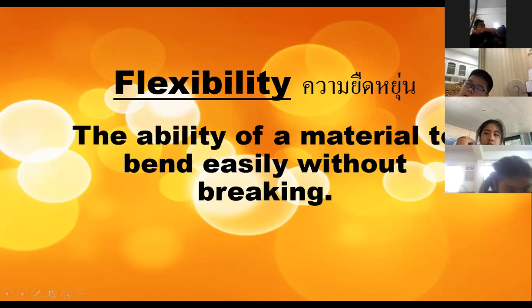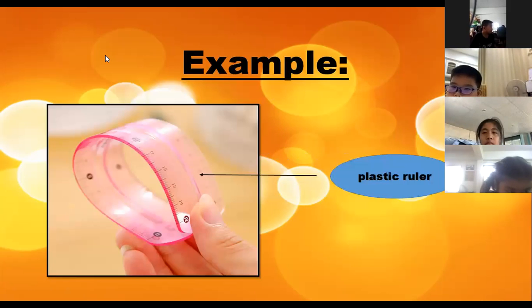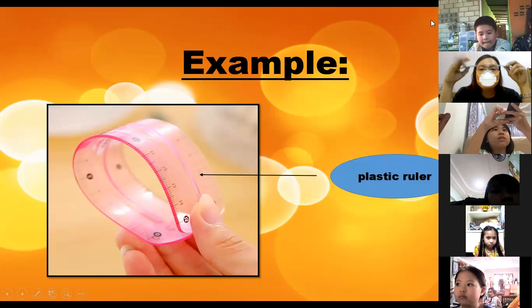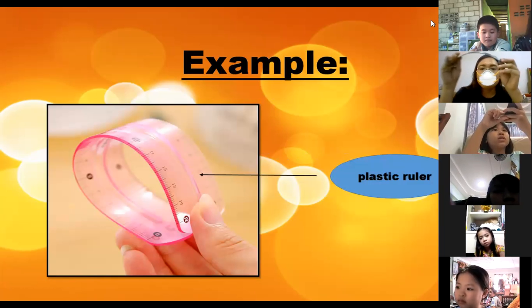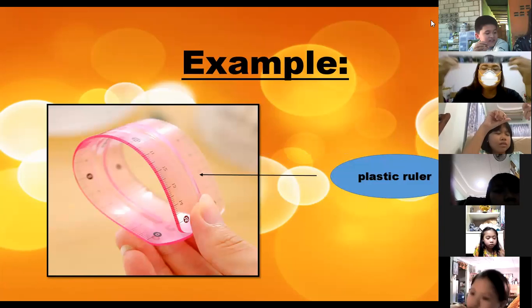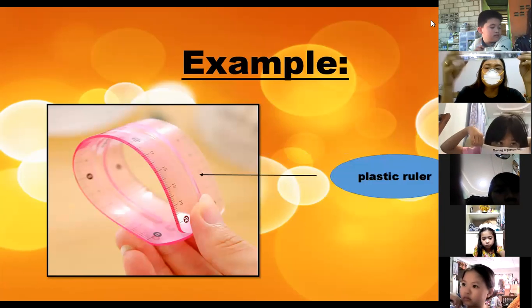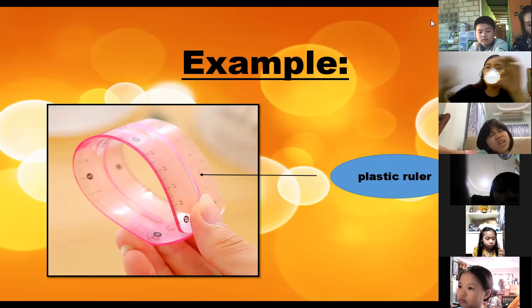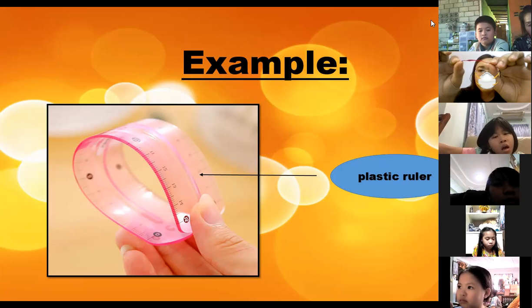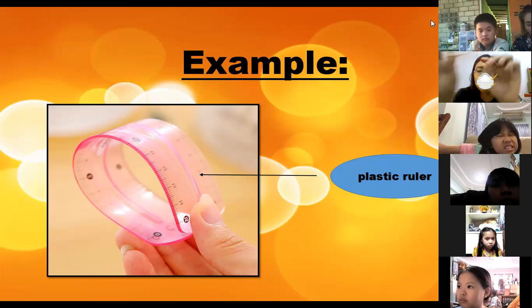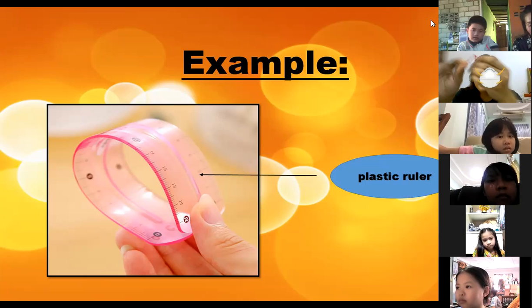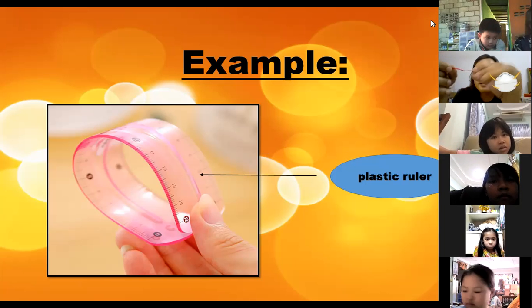So here are the examples. Example, ruler, plastic ruler. I'll show it to you. So ruler is an example of a material that is flexible. You can flex this without breaking the ruler. Okay. I also have this plastic wire. You can actually bend this without breaking. It's also flexible.